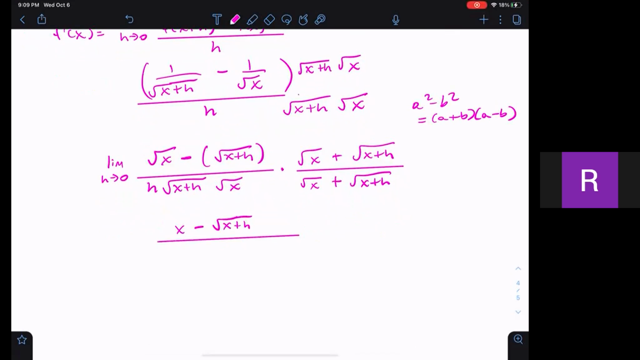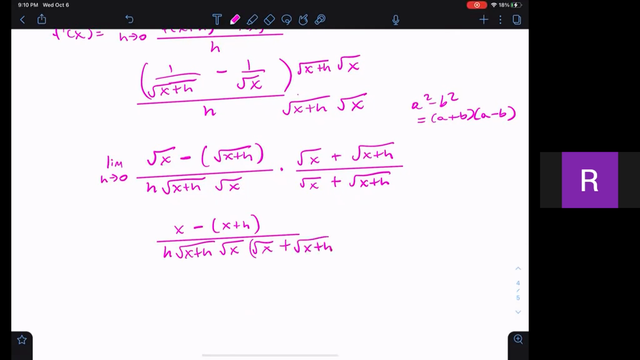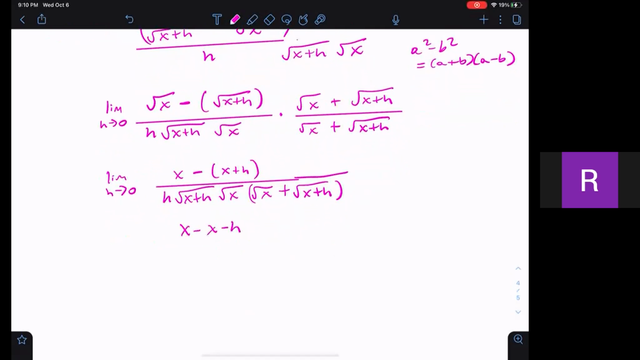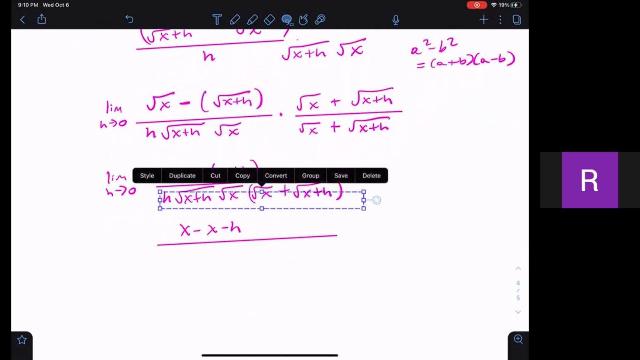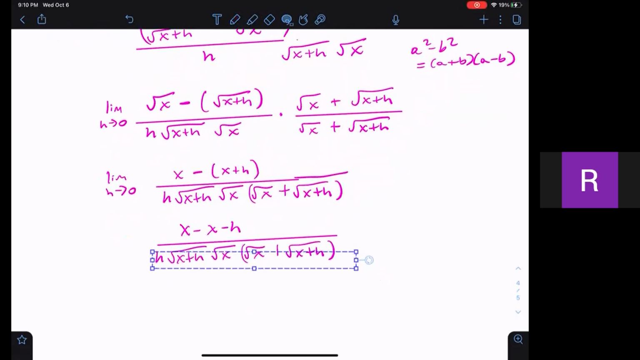And then this is actually not, it's just this thing, right? So this is minus x plus h. And then we have h, and then we have all this stuff together, right? So we have x plus h times the square root of x times the square root of x, right? Plus x plus h. And this is the limit as h approaches 0, right? So if we do that, we get x minus x plus h over all this stuff in the denominator, right? Let me copy that. Okay, so that's that.